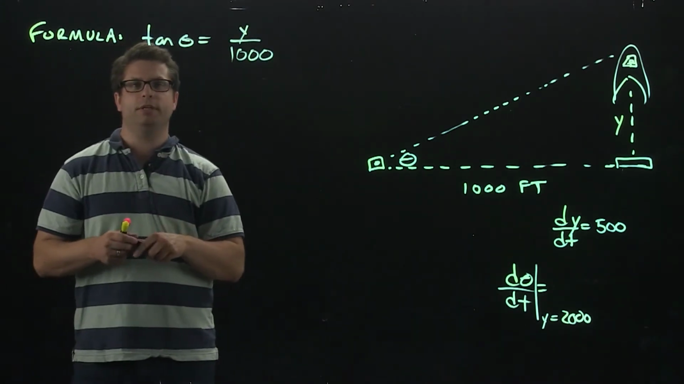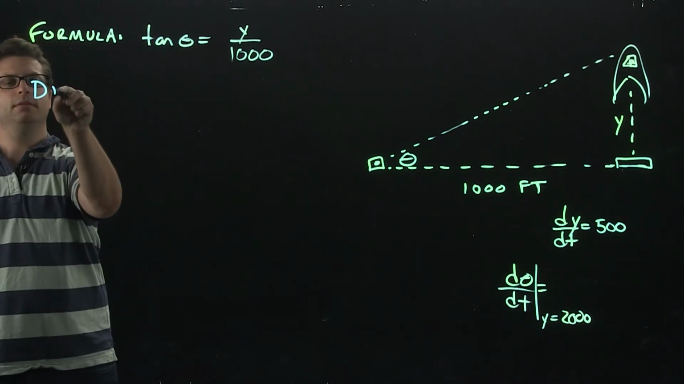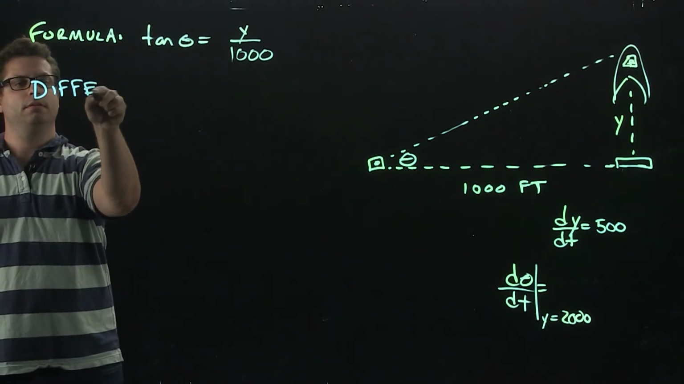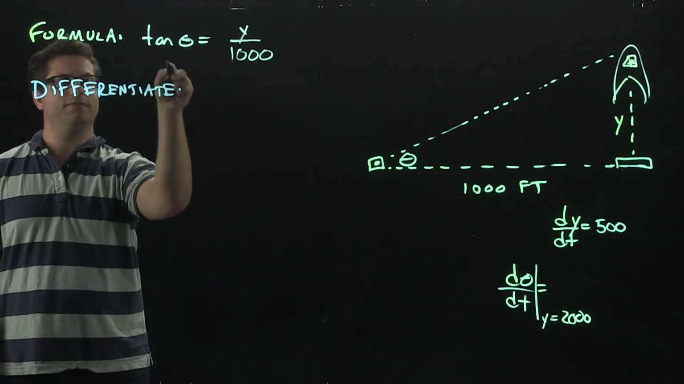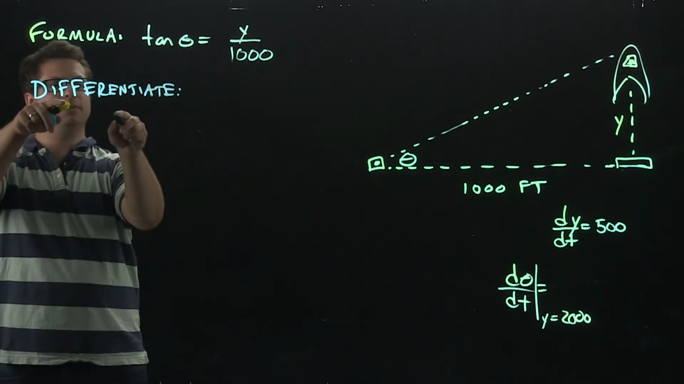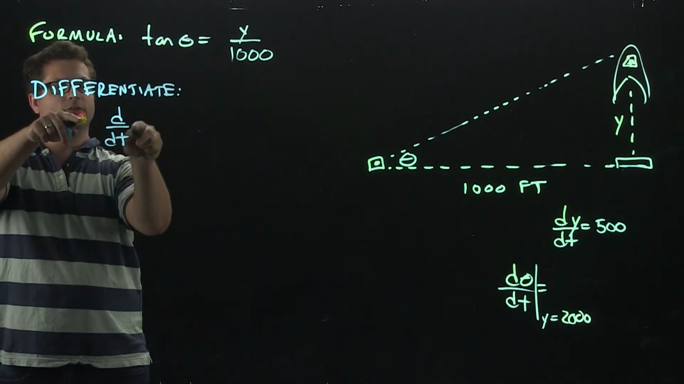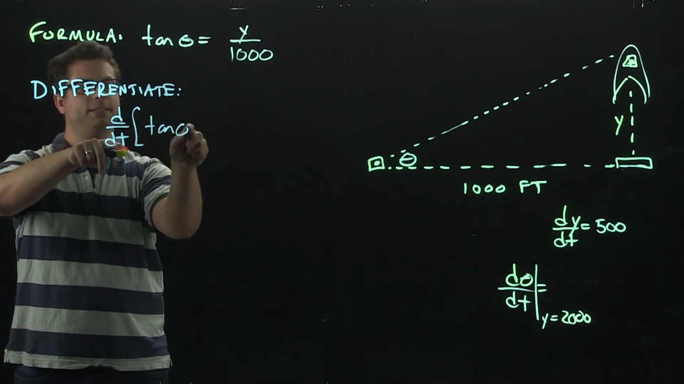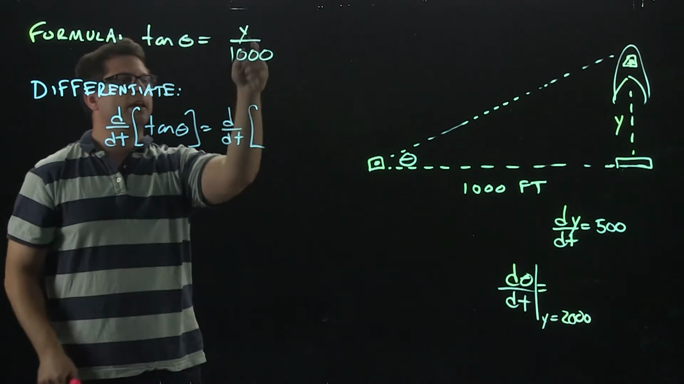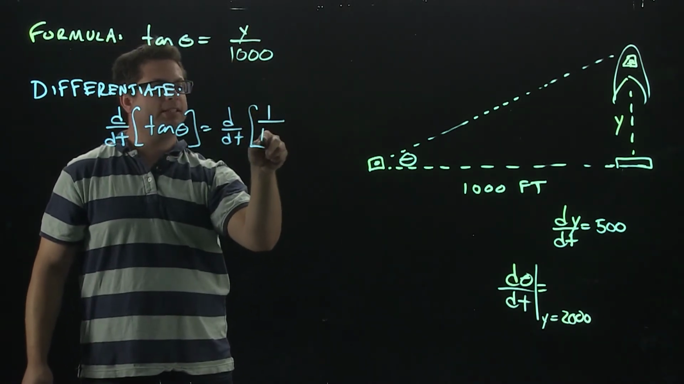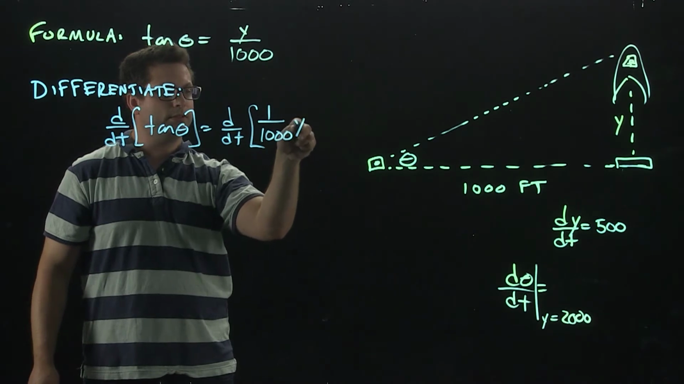Next, we're going to have to differentiate both sides. Sorry for the squeaks. So differentiate both sides. So we're going to take the derivative of tangent with respect to t, and then we'll do d/dt of the right-hand side. Now the way it's written right now, it'd be easier to write it as 1 over 1,000 times y.